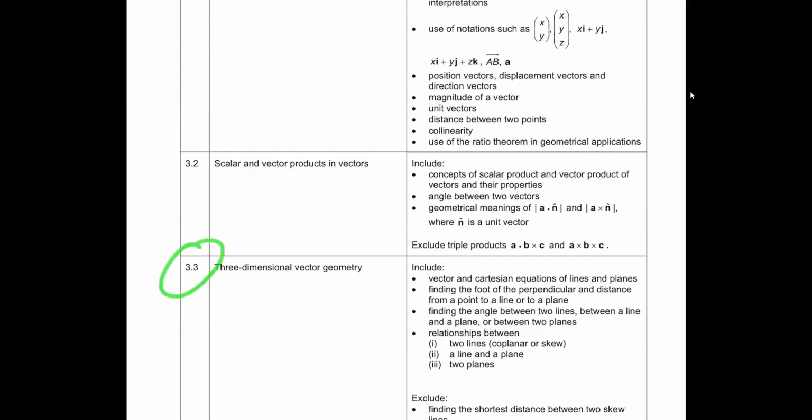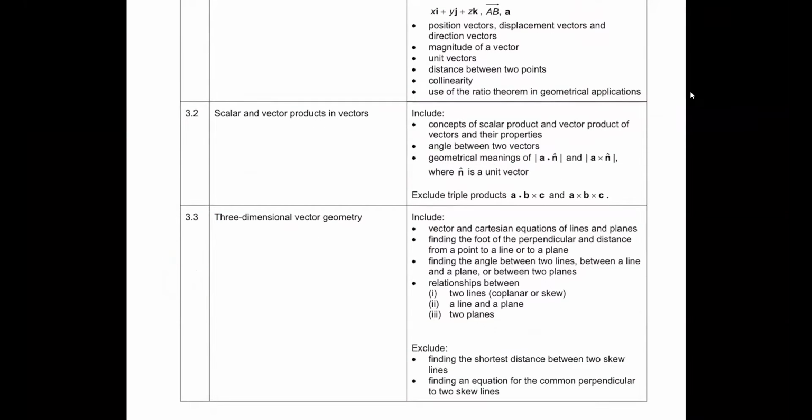Then 3.3, 3D vector geometry. You just need to know the equation of a line and the equation of a plane. There are three versions to each of them. I'll go into more details later. Then one of the key tricks is to find the foot of a perpendicular. Later I'll give you some recipes: method 1, step 1, step 2, step 3, step 4. You just need to follow, then you can answer most questions already. And also finding angle.